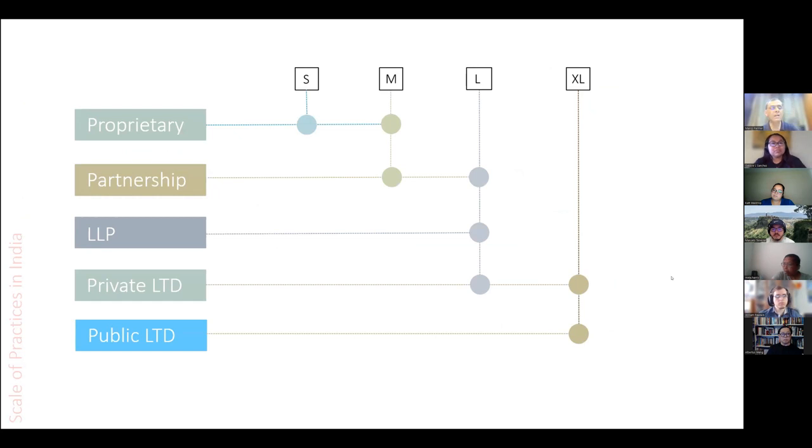Now, there are other aspects of practice, the legal framework through which you form a practice. So on a vertical axis, you have a variety of forms of practices, and on a horizontal axis, S, M, L, XL, which is small, medium, large, and extra large practice. So proprietary firms basically handle small and medium projects. They are like a small organization, a group of 10, 15, 20, or 25 architects working with them. And you are the sole taxpayer of the firm.